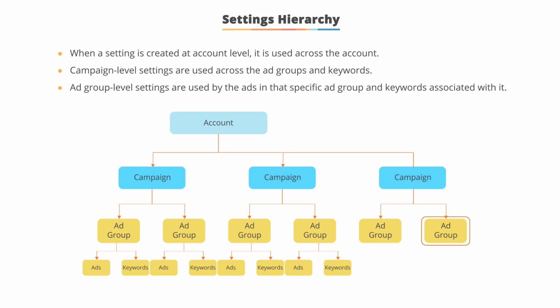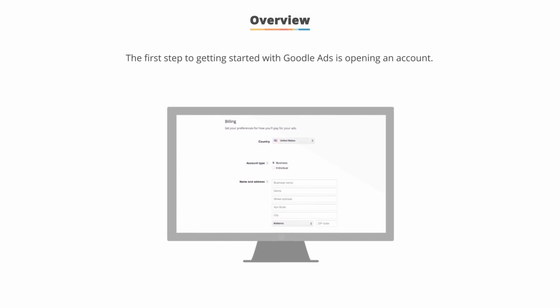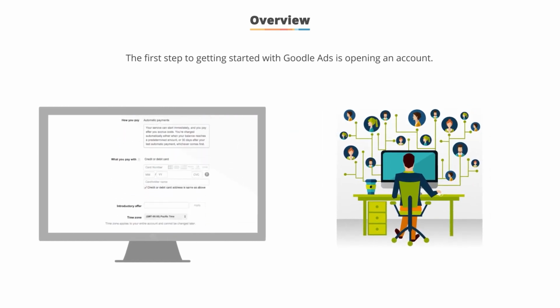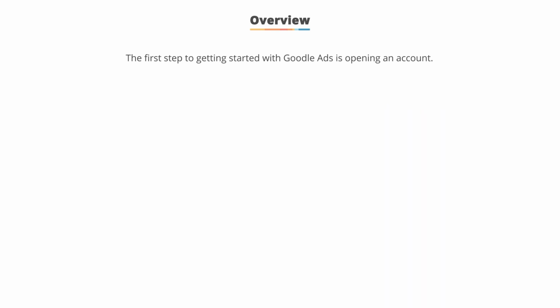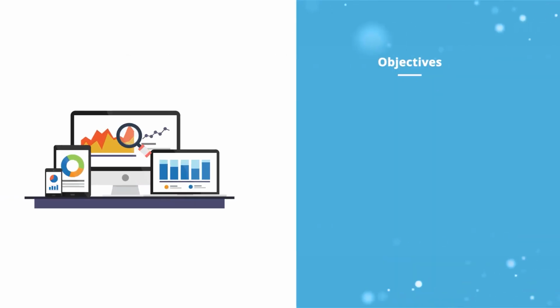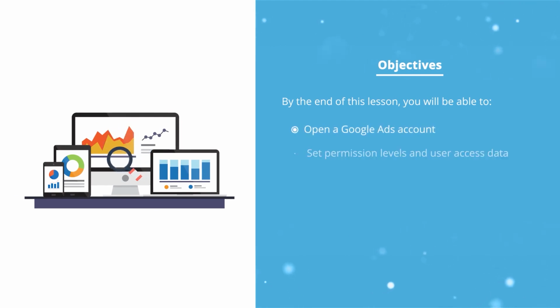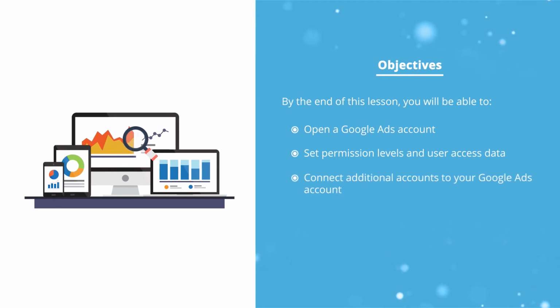So setting hierarchy flows downwards across the account, from account to campaign to ad group, and then the ads and keywords. The first step to getting started with Google Ads is opening an account. Once you open an account, you can fill in your billing information, add additional users, and connect your analytics account to your Google Ads account. In this lesson, we will look at how to create the initial account. By the end of this lesson, you'll be able to open a Google Ads account, set permission levels and user access data, and then connect additional accounts.